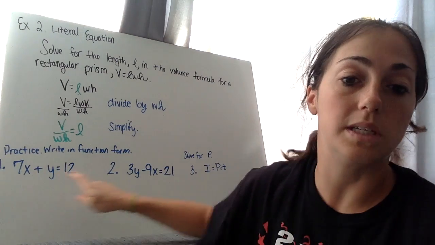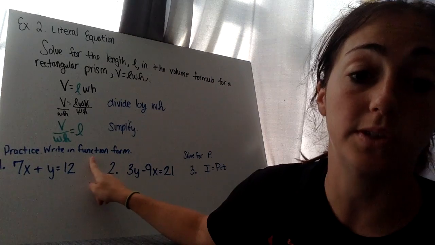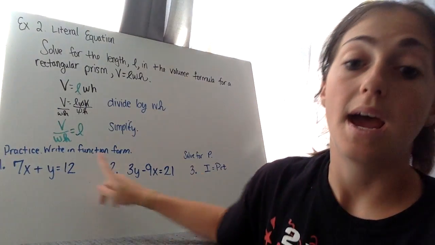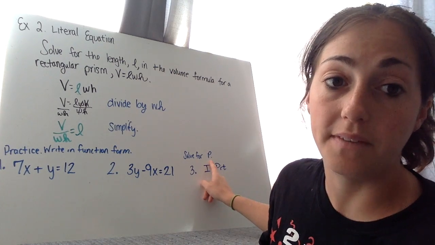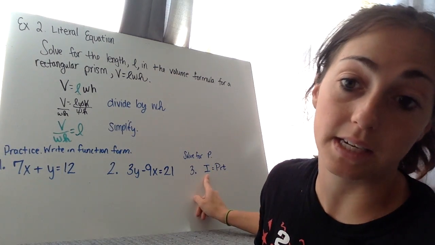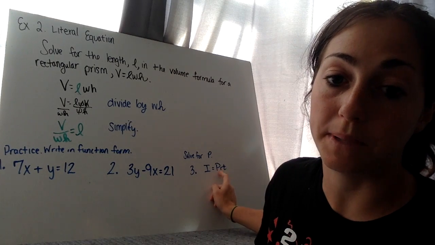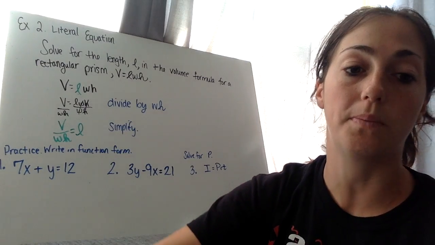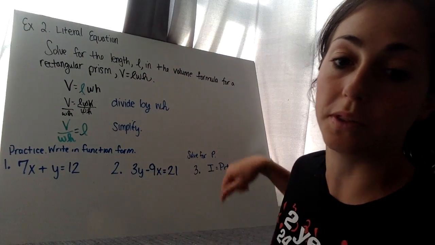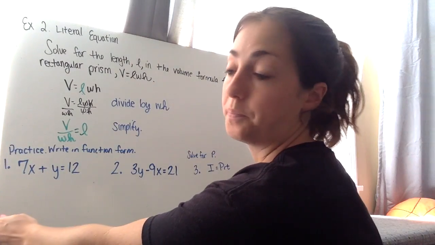So you're going to do these 3 problems here. The first 2, you're writing in function form, like the first example. That's where you have y equals. And the last one, I want you to solve for P. Very, very similar. This is an interest formula. We have I equals PRT, which is P times R times T. Solve all 3 of these on your own in your notebook. That's number 1, 2, and 3. And then pause the video right now and play when you're done.